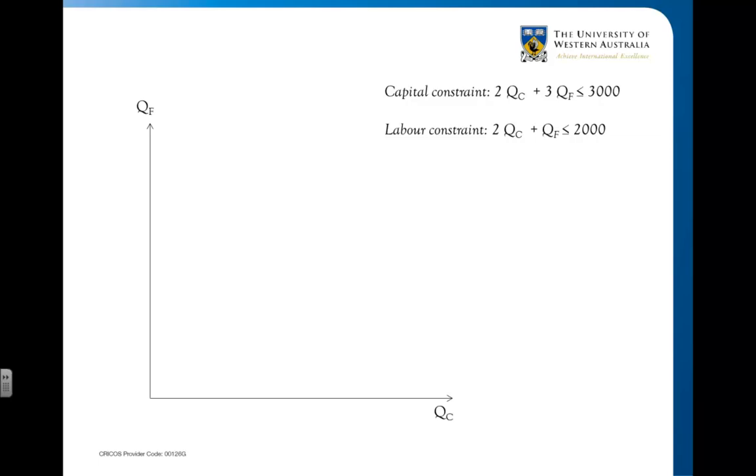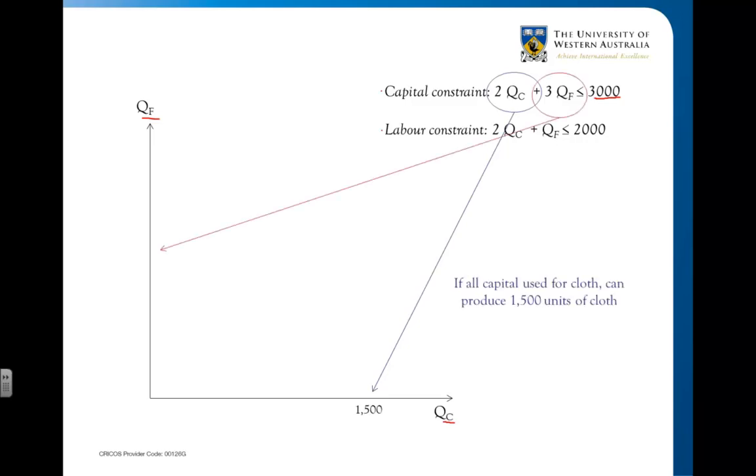Excuse me. So again, I've got food on the vertical and cloth on the horizontal. Here is our capital constraint. Here is our labour constraint. We want to plot this. In terms of cloth, remember if we've got 3,000 units of capital all up, and it takes 2 units of capital to produce a yard of cloth, then at most we can produce 15 units of cloth. So I'm graphing the capital constraint, then I'm going to graph the labour constraint, and we'll use that to construct the production possibility frontier.